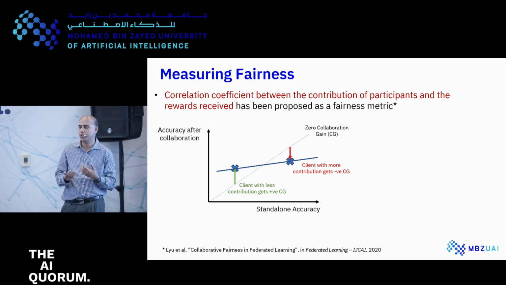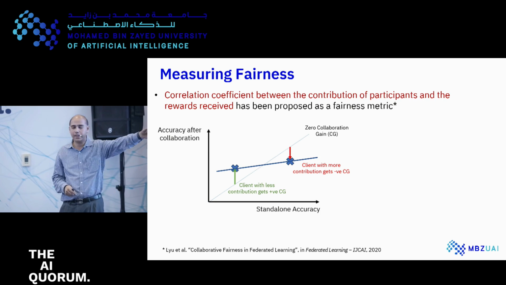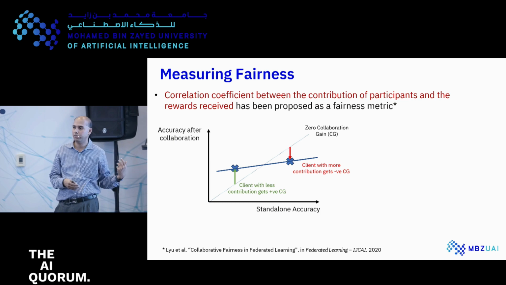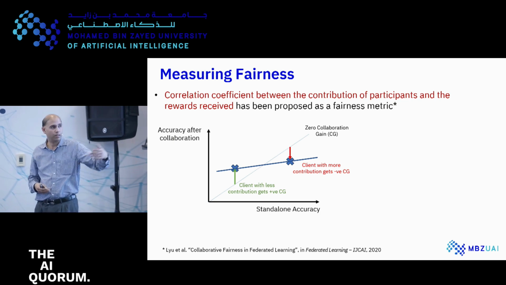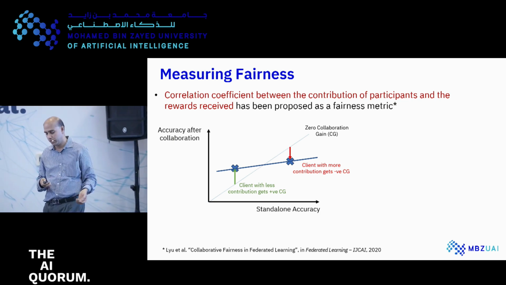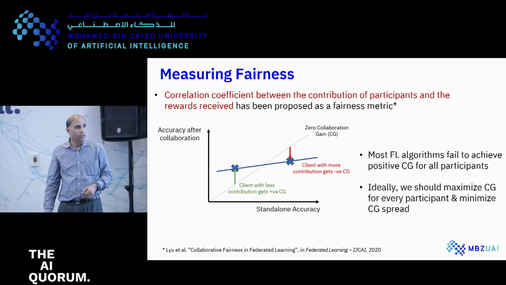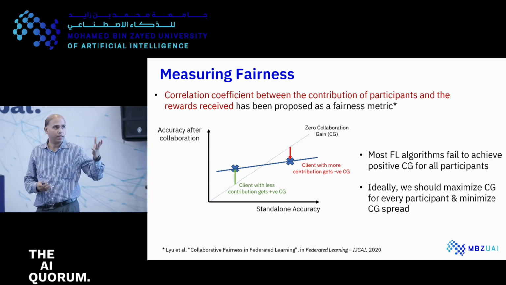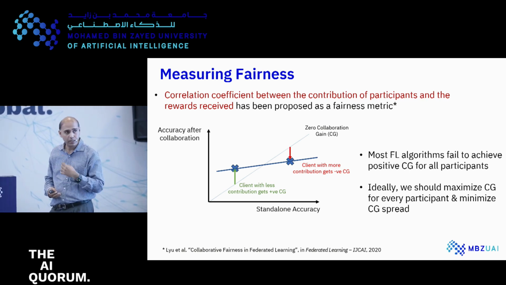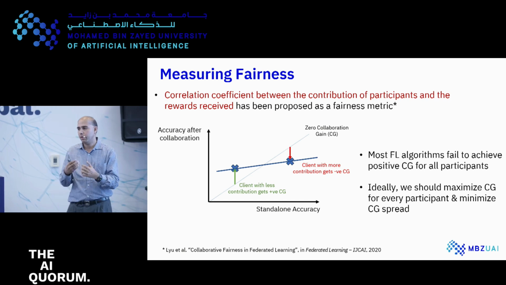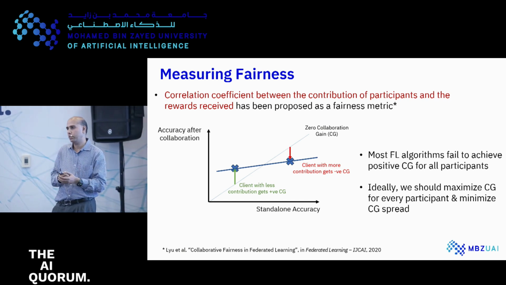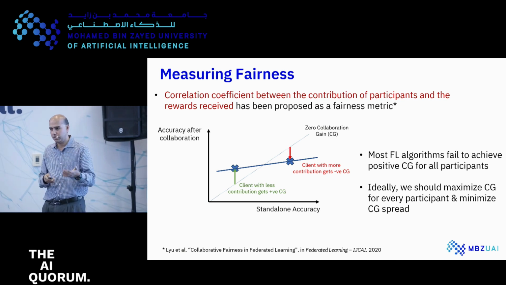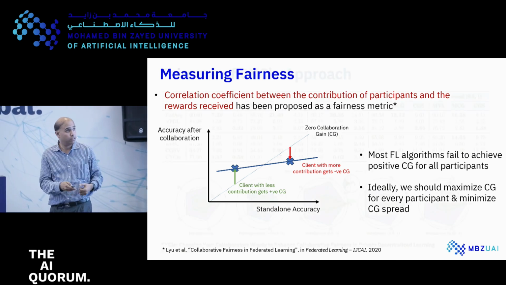But then this goes against the notion of fairness, right? The client on the right actually makes more contribution to the model learning, but only the client on the left benefits from that. Whereas the client on the right, which makes the higher contribution, is kind of punished. So we need algorithms that ensure positive collaboration gain for all the participants. And at the same time, we want to minimize the collaboration gain spread, which means the variations in the collaboration gain among these different participants. Right? So that is the kind of thing that we try to achieve.